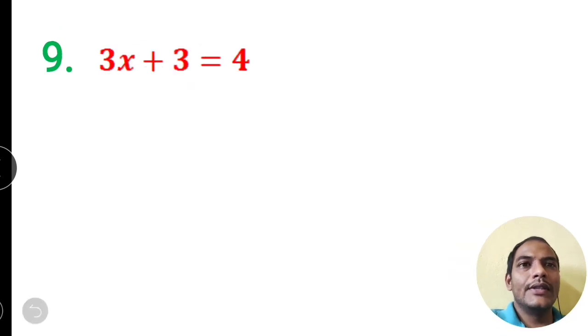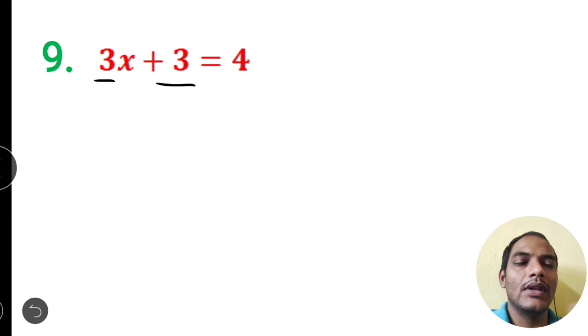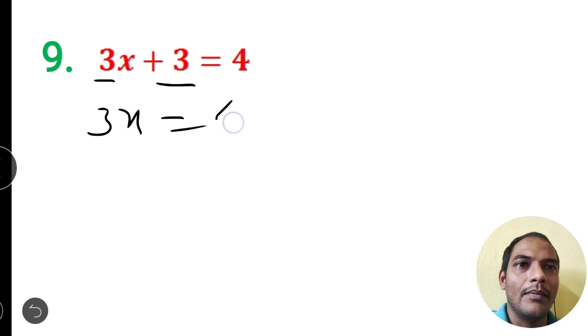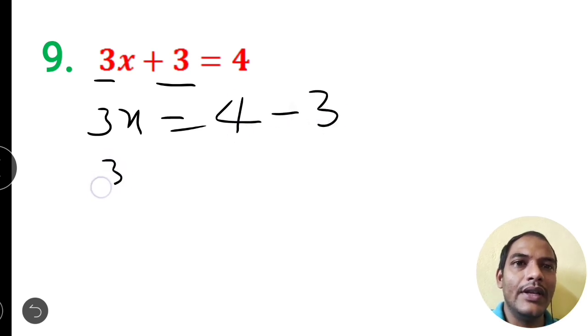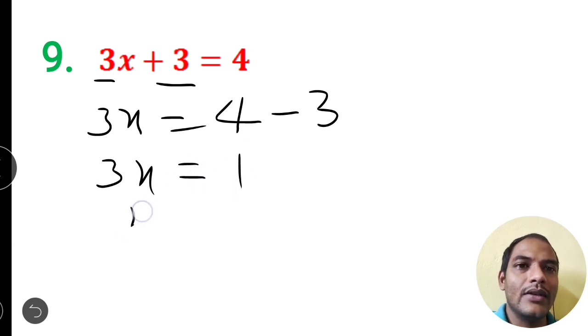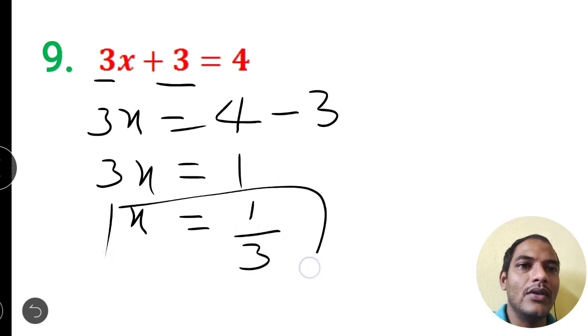Next, ninth question, 3x plus 3 equals 4. Observe carefully: to get the x value, do you want to transpose this positive 3, or this second 3, the multiplication 3? Yes, the positive 3. So first you have to transpose the plus 3 to the RHS side, 4 minus 3. Then 3x equals 4 minus 3, which is 1. Now x equals 1 divided by 3. So the x value is 1 by 3.